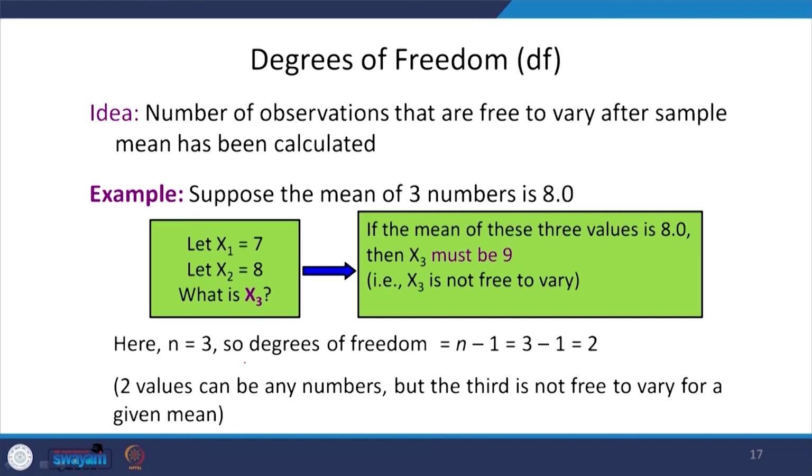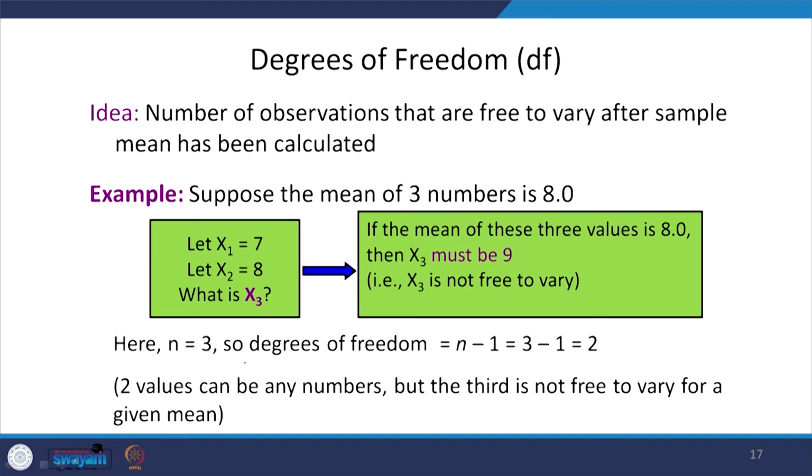Suppose that the mean of 3 numbers is 8. So, x1 equal to 7, x2 equal to 8. What is the value of x3? Since the mean is already known to us, we can supply any value to x1, any value to x2, but we cannot give any value to x3, because we have lost 1 degree of freedom, as we already know the mean. So the logic here is, when n equal to 3, the degrees of freedom is n minus 1, that is 2. The two values can be any numbers, but the third is not free to vary from the given mean.